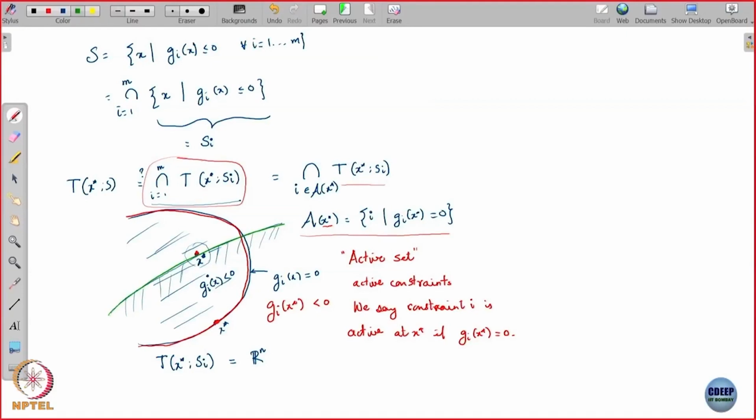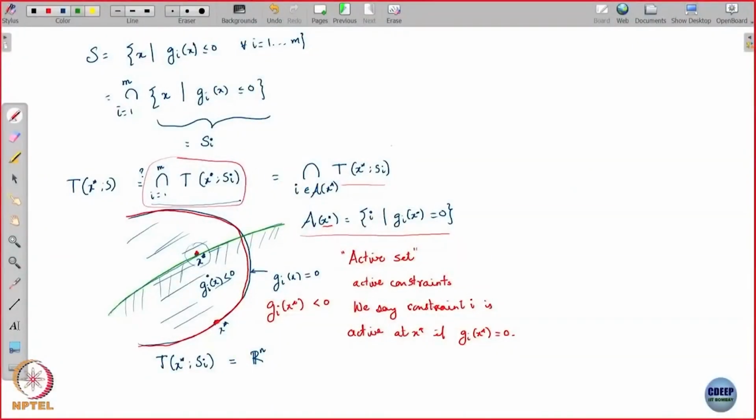Certain constraints may be active, certain constraints may be inactive. But once I give you the x star, I know immediately which constraints are active, and if I have to look at the tangent cones, all I have to do is focus on the tangent cones of those individual constraints. Now, let us look at one of these individual constraints and see if we can make sense of its tangent cone when it is active.